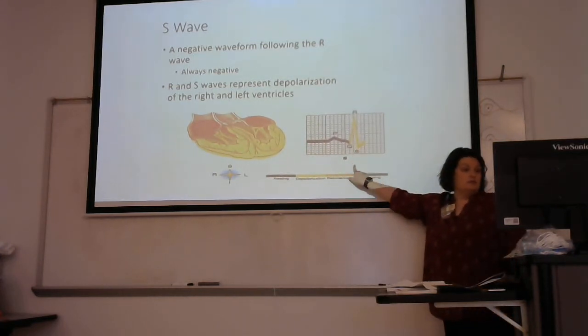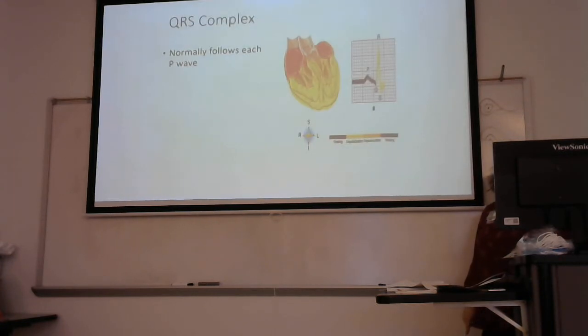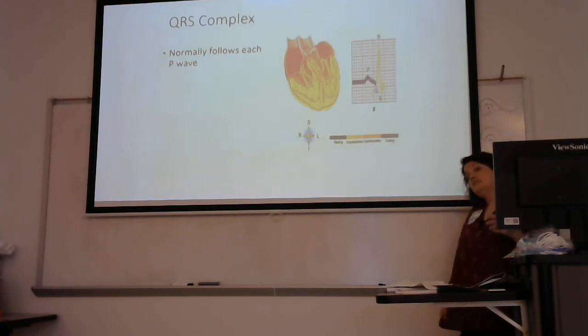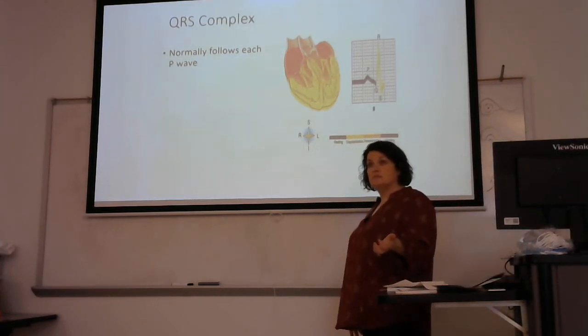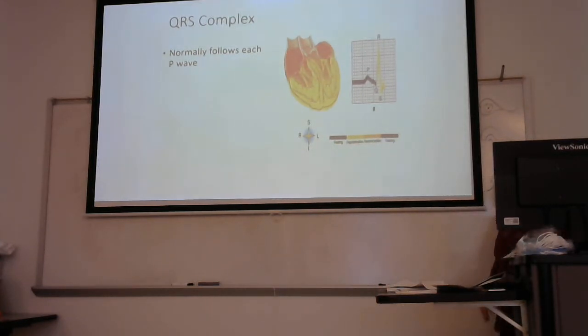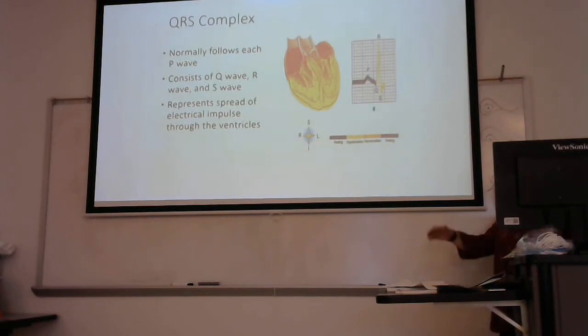Okay? Those three waves, that is what we refer to as the QRS complex. The QRS complex lets us know what's going on in the ventricles. So when you talk about a QRS complex, normally you should have one after every P wave. A complete QRS complex has the Q, the R, and the S wave. And again, what it represents is the spread of that electrical impulse across the ventricles.